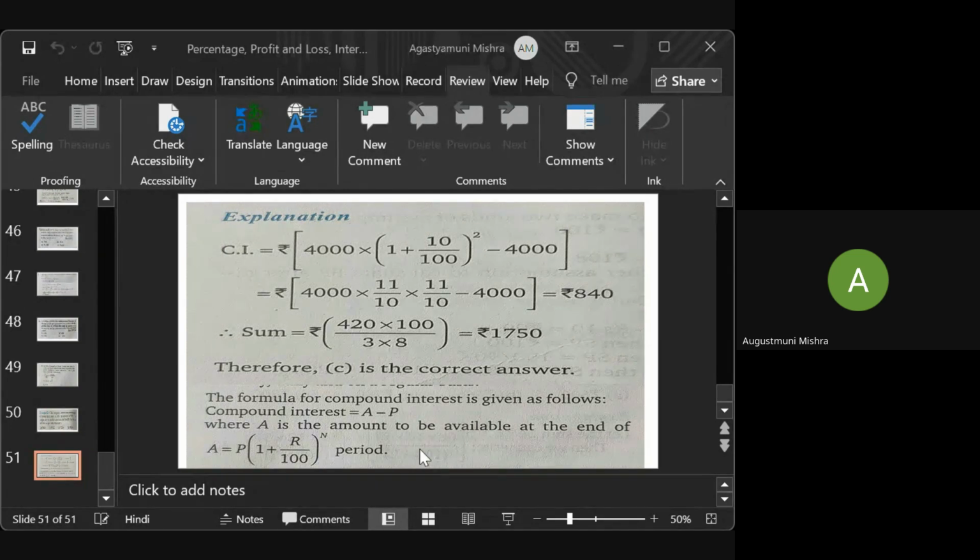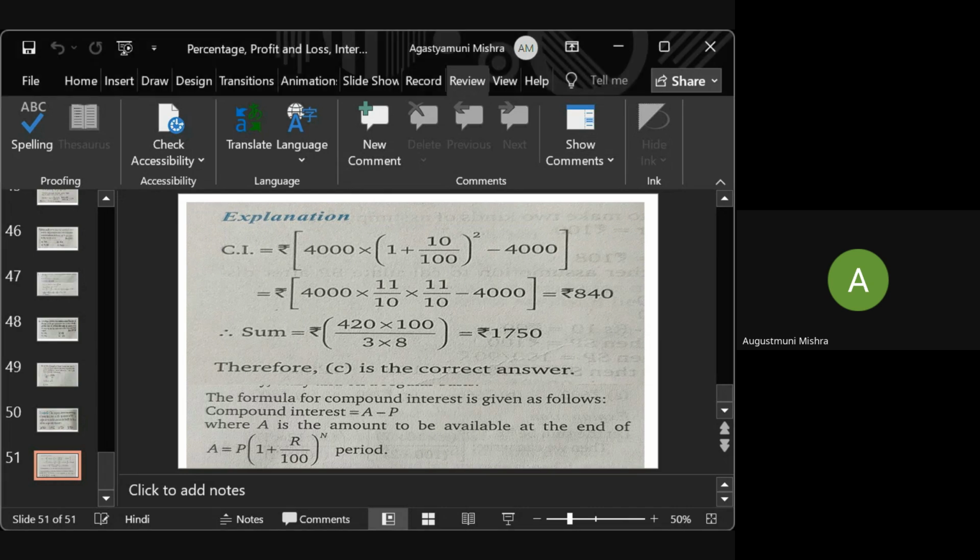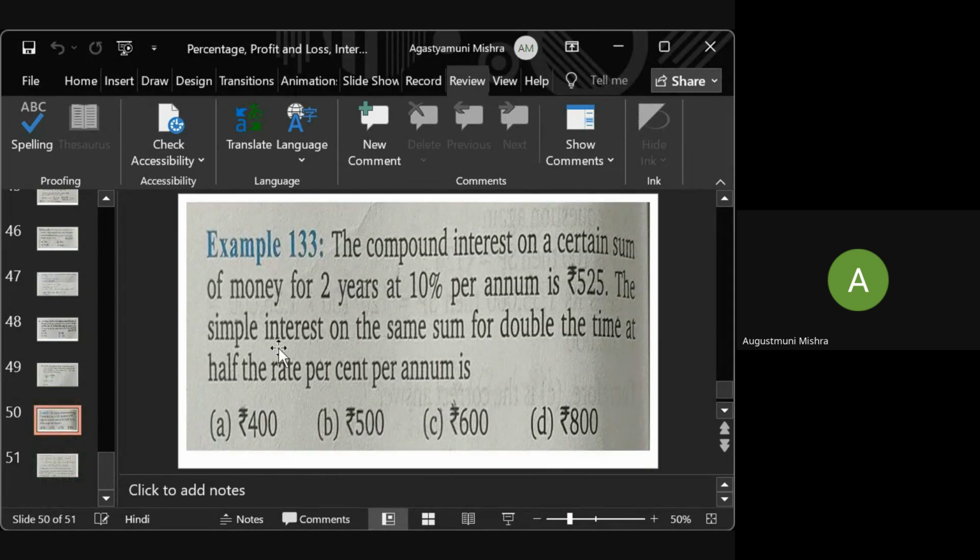Okay, that was the mistake. The correct answer is 500. Okay, the correct answer is B, that is 500. Okay, so the answer given by the participants, that is correct.